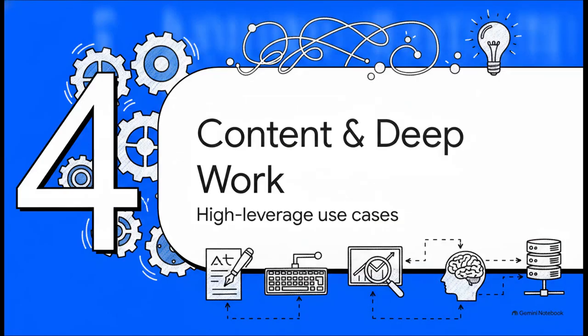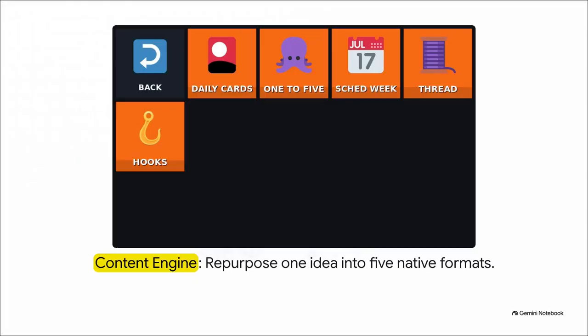All right, section 4, content and deep work hacks, focusing on high-leverage use cases. Let's open up the orange content folder. This is an entire engine designed specifically to speed up production. Honestly, my absolute favorite hack in here is the 1 to 5 button. Instead of just asking the AI to copy-paste your core idea across different platforms, this button commands the AI to take one single idea and repurpose it into 5 completely native formats.